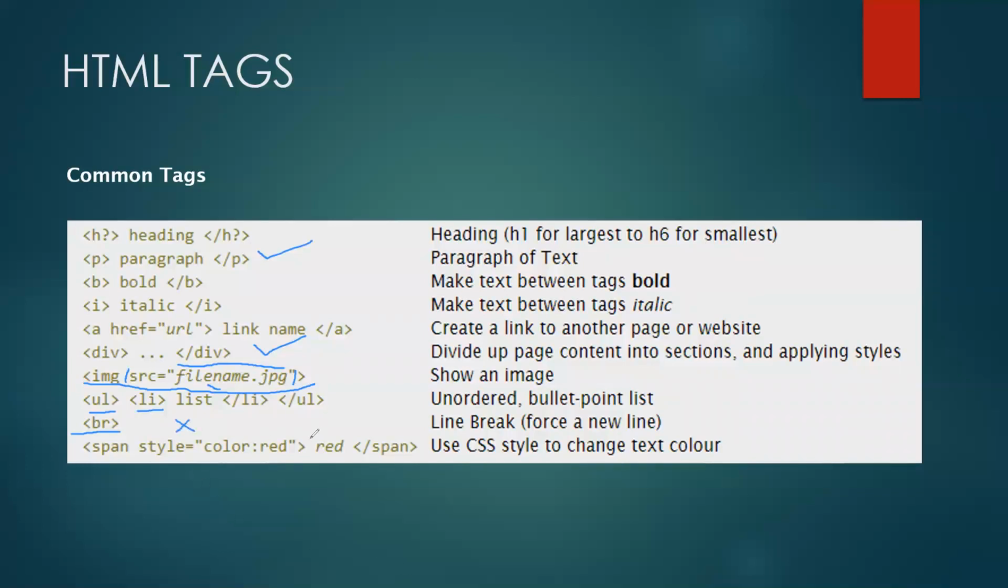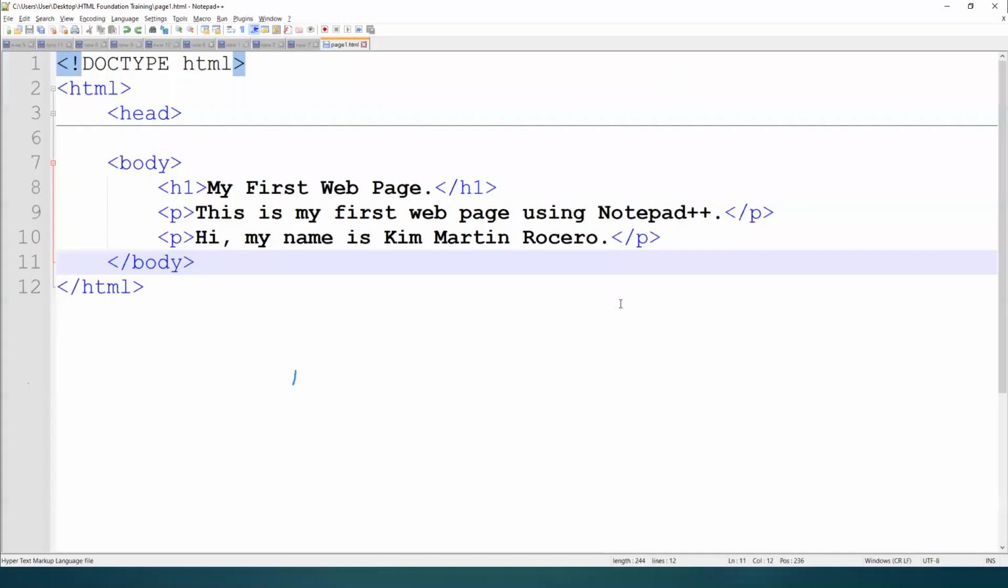And we have span. Span has an attribute, so you can put it there. We will not be focusing on colors right now because we'll be discussing that next week. Our focus right now is the tags. So let us try to apply what we have seen here. The first thing that we have is the heading. So we have H1.